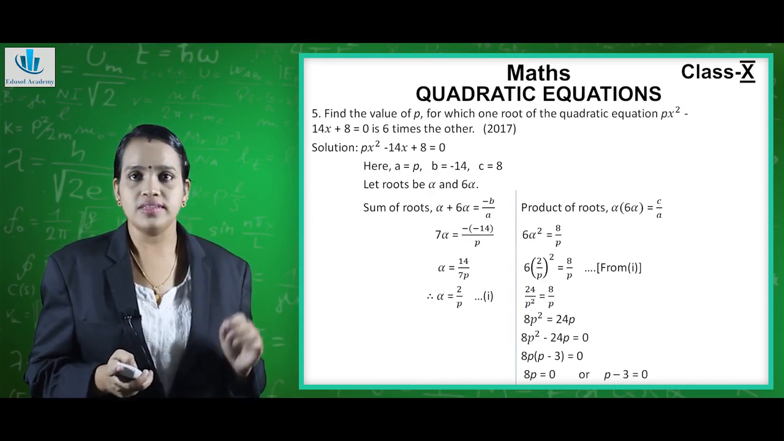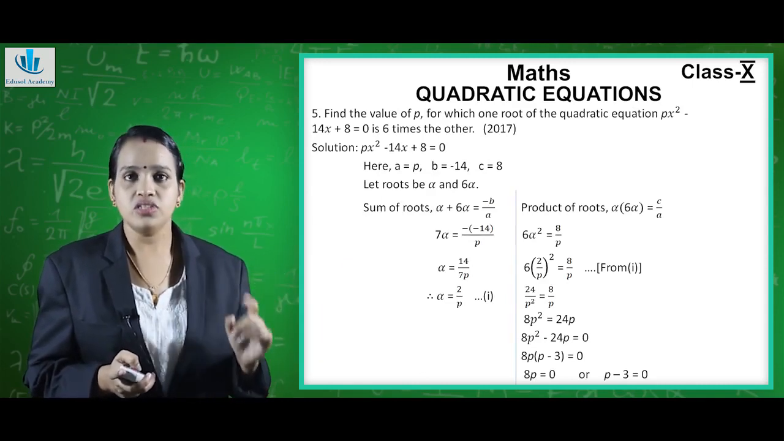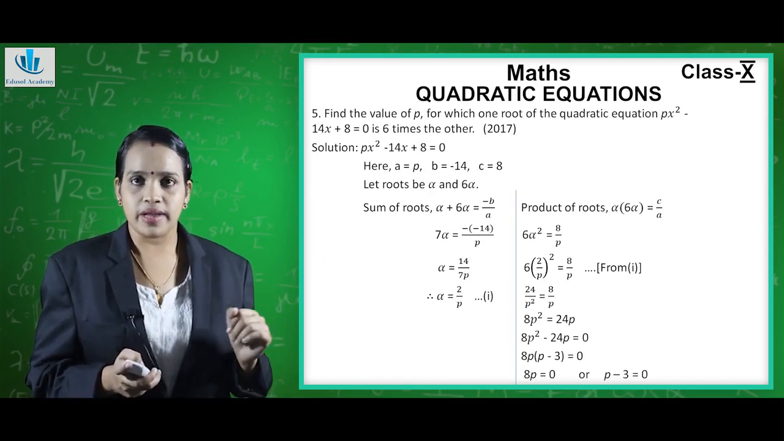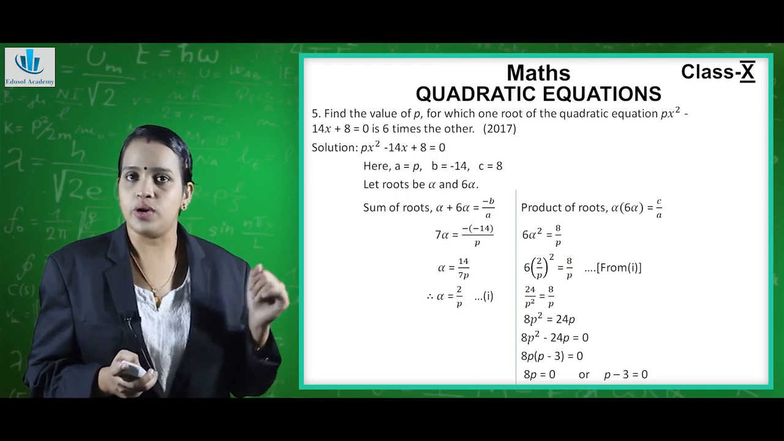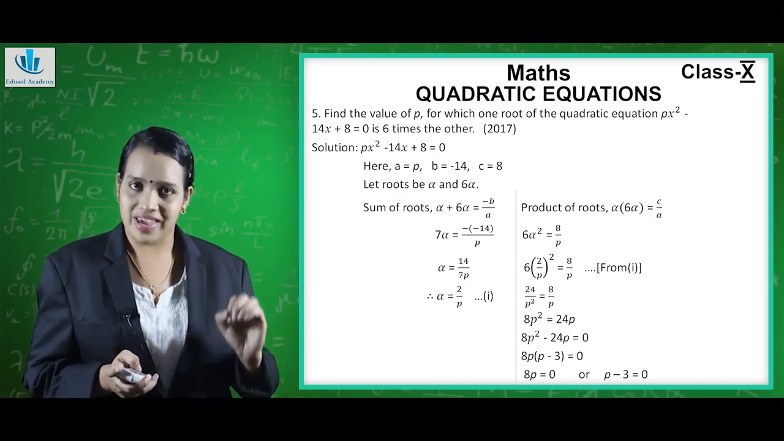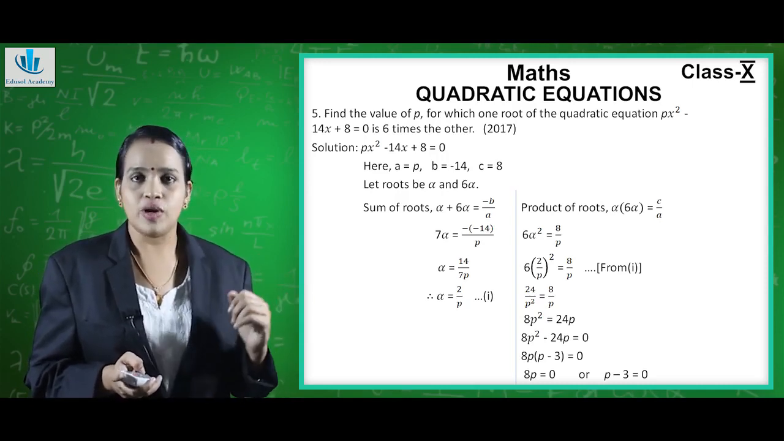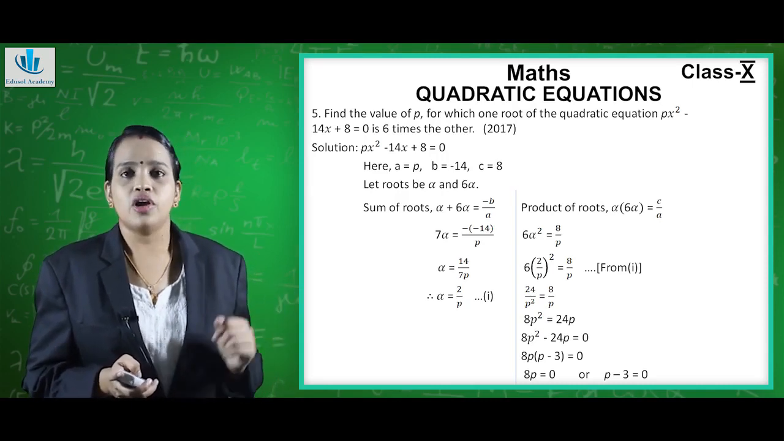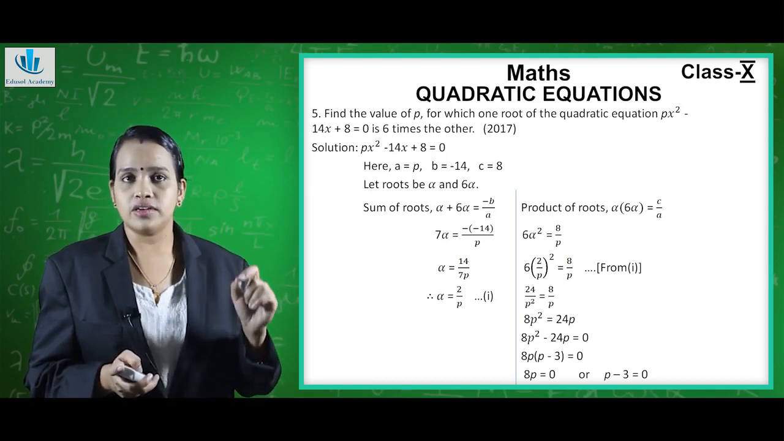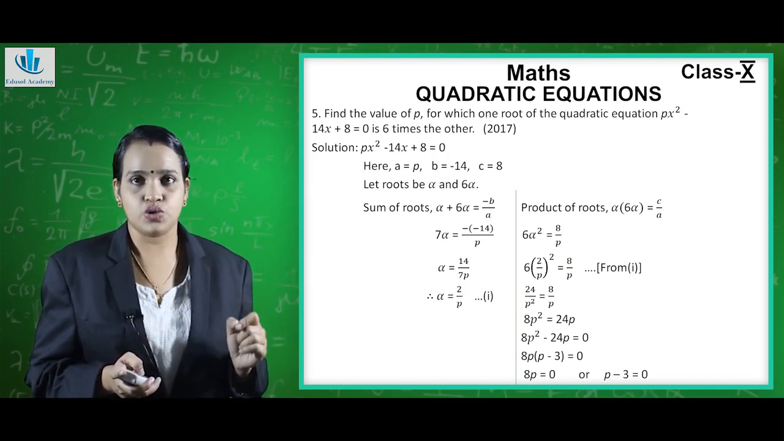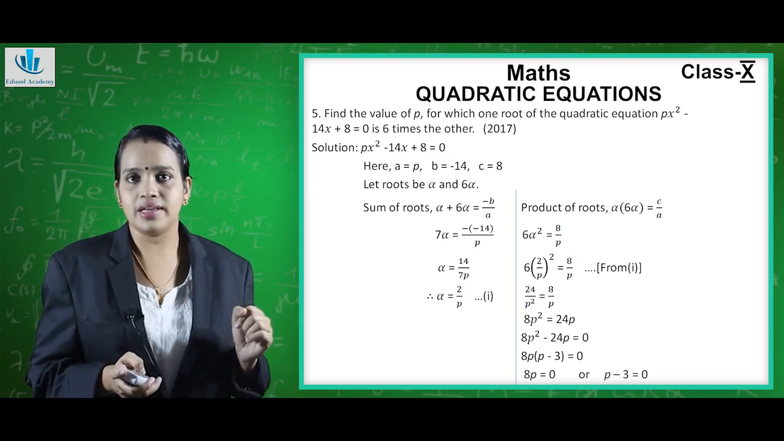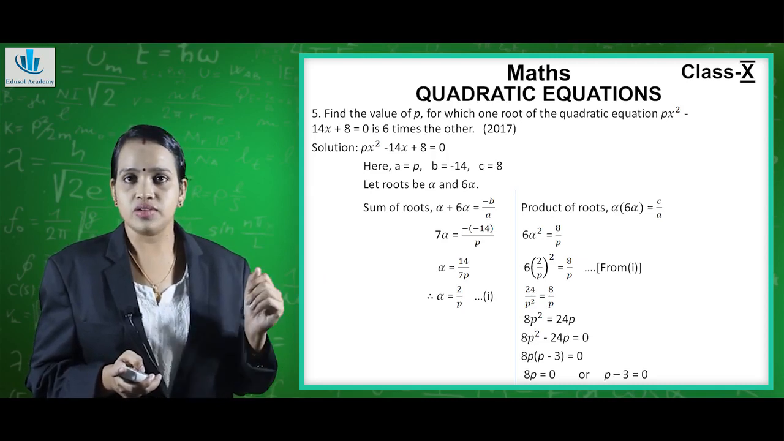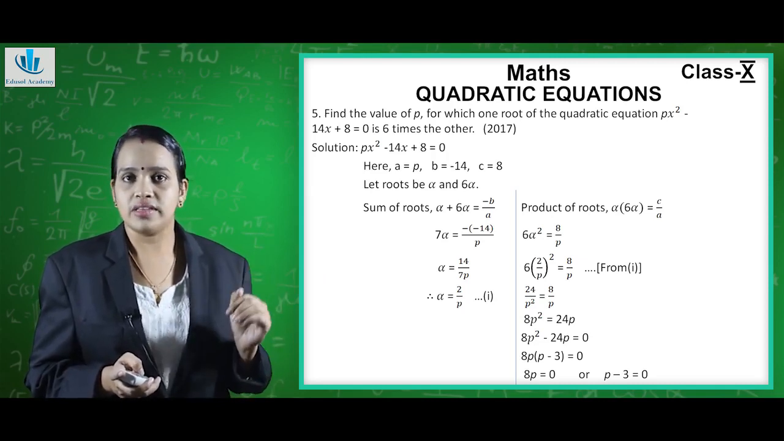Now the next question is, find the value of p for which one root of the quadratic equation px raised to 2 minus 14x plus 8 is equal to 0. Here you know the values of a, b and c. So a is equal to p, b is equal to minus 14 and c is equal to 8. Now it is said that one root of the equation px raised to 2 minus 14x plus 8 is equal to 0 is 6 times the other. That means our first root is alpha, the other root will be 6 alpha.